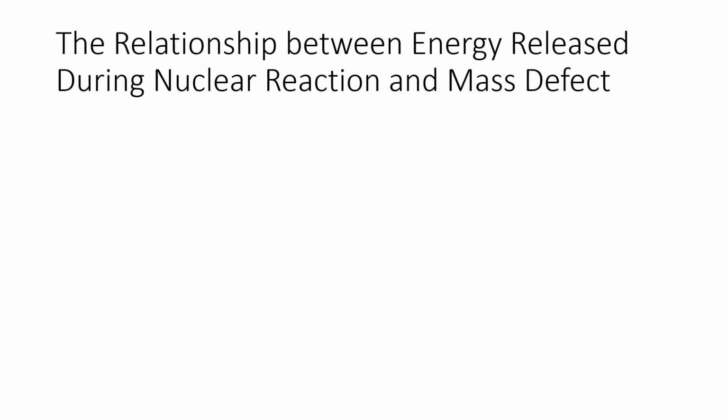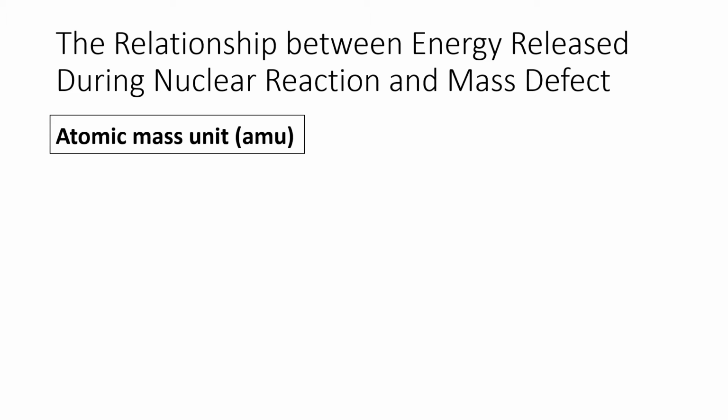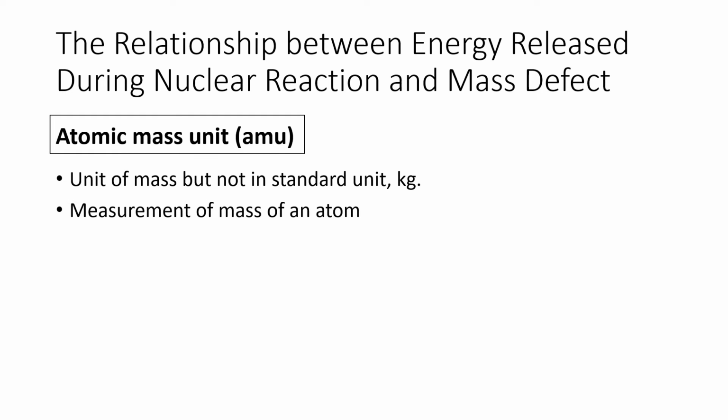As the first part of the learning standard, I will explain to you the relationship between energy released during nuclear reaction and mass defect. Before that, I will introduce the term atomic mass unit or AMU. Atomic mass unit is actually the unit of mass but not in the standard unit kilogram. It is actually a measurement of the mass of an atom.